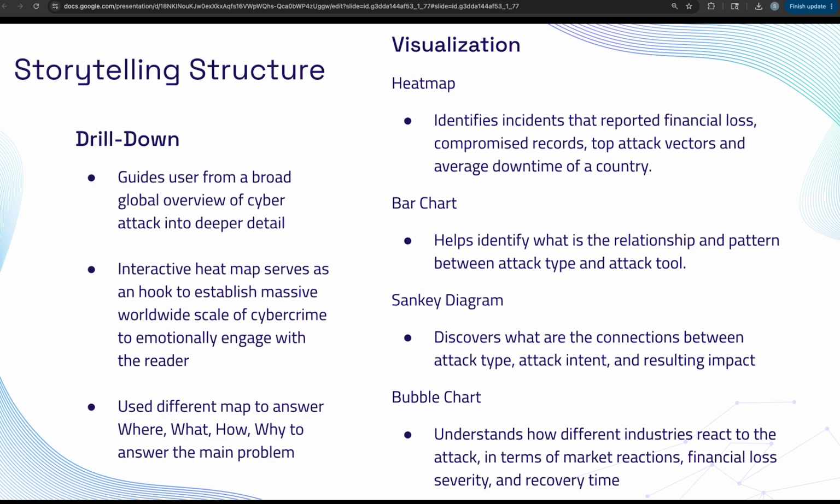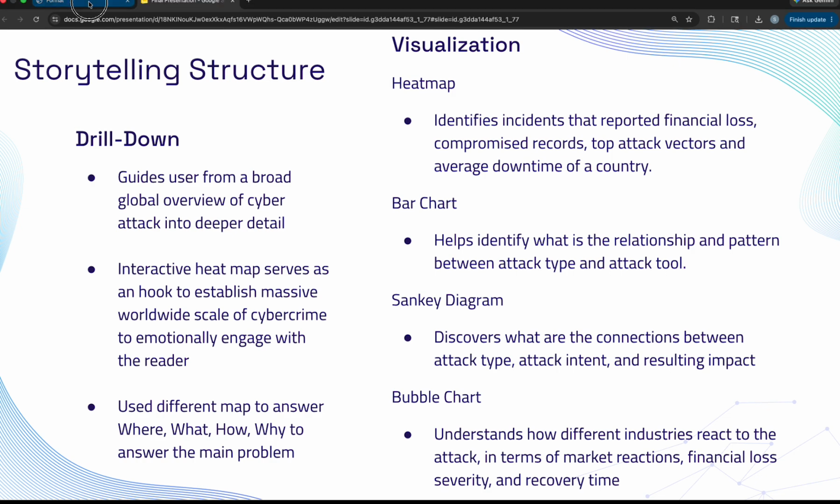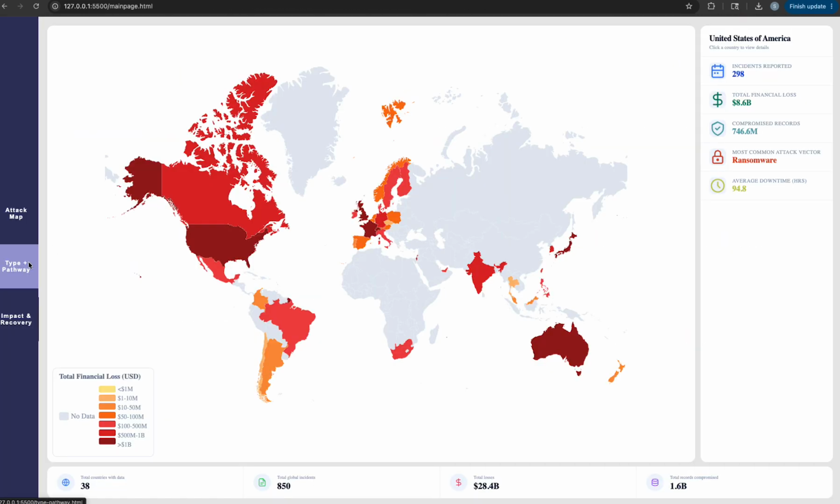The heat map is our hook. It establishes the worldwide scale of the problem right away, and it also pulls the viewer in. Each visualization hands off to the next and builds one continuous story. So here let's start off with our hook, which is the heat map. At the bottom we have an overview of how many countries there are, how many attacks. We have the data on total financial loss, and here we have a key showing you the total financial loss.